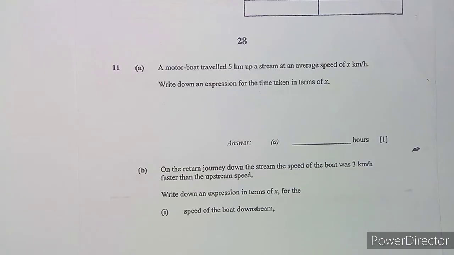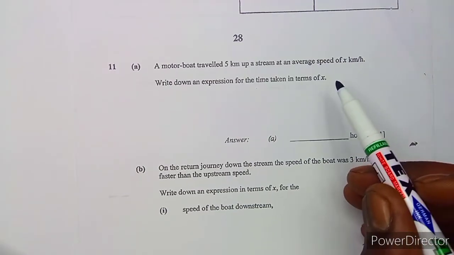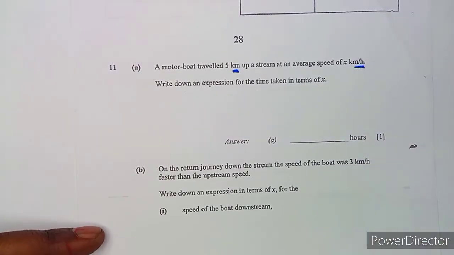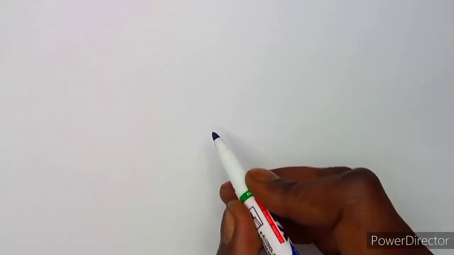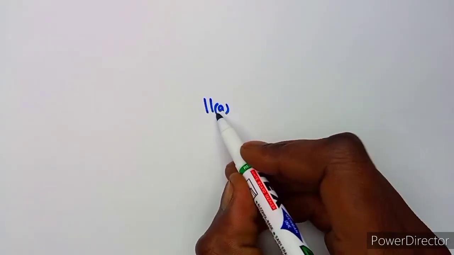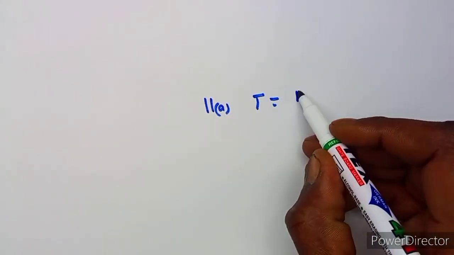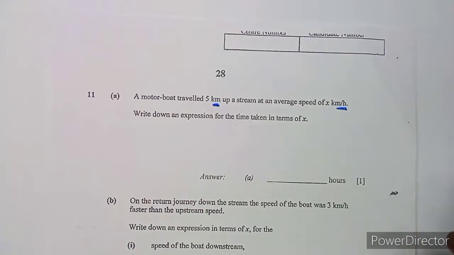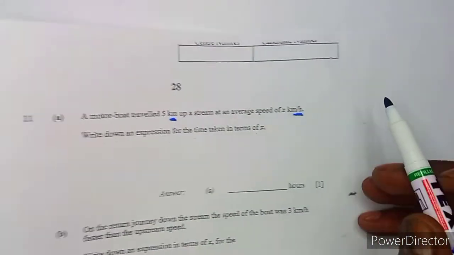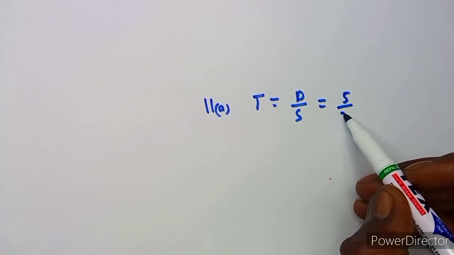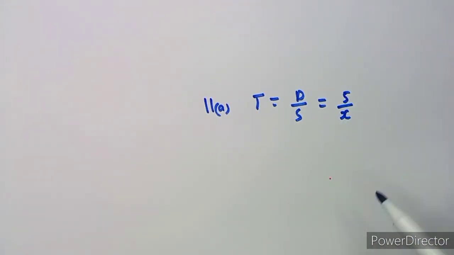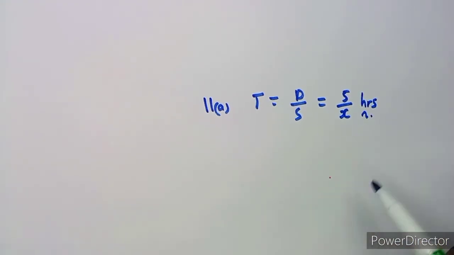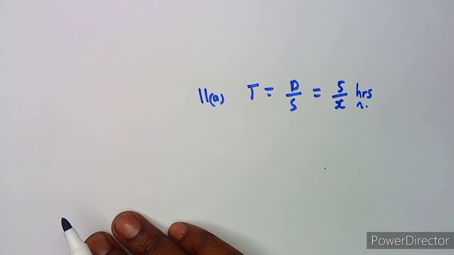All right, so remember this is distance and this is speed in kilometers per hour, and we know that time is distance over speed. In this case, the distance is 5 kilometers, the speed is x, so it's going to be 5 over x. Remember that time will be measured in hours. So that is 5 over x hours, just like that, guys.